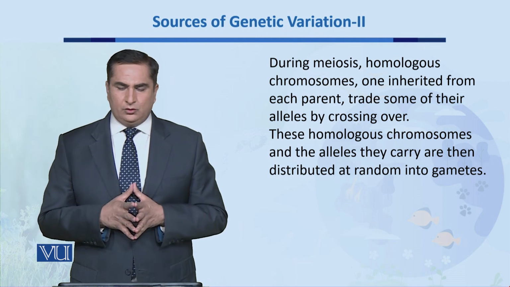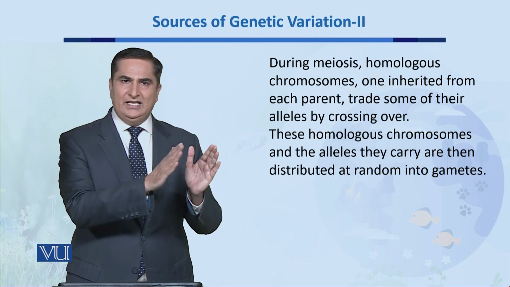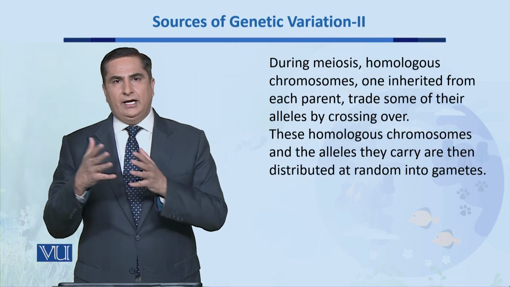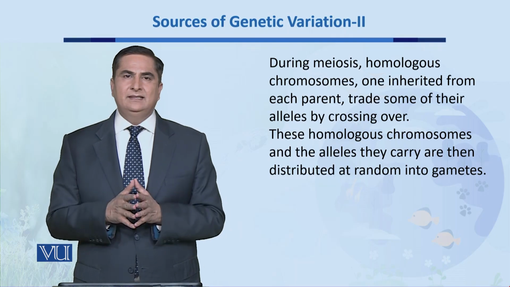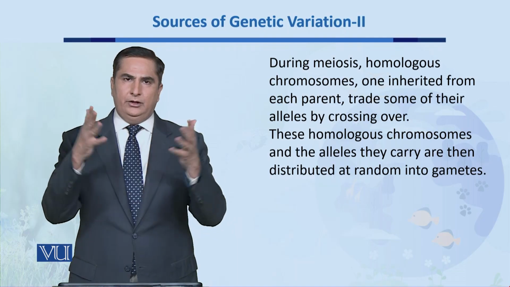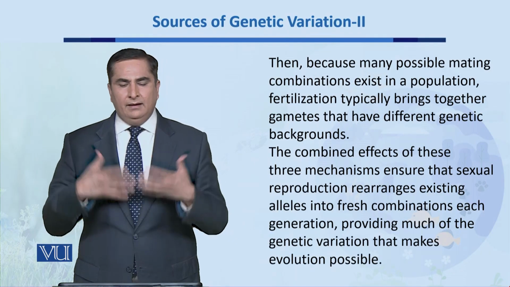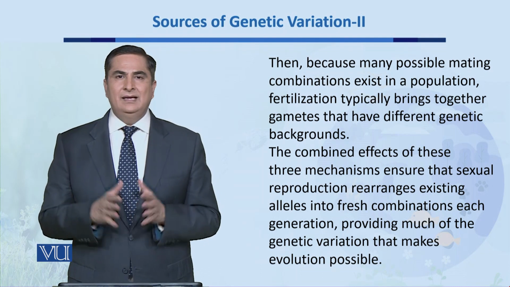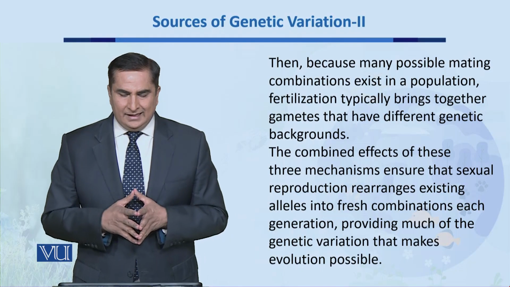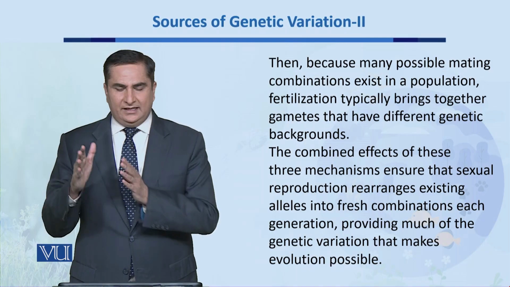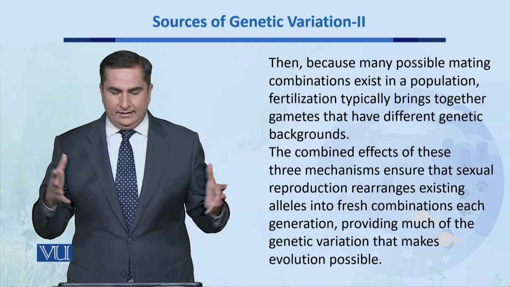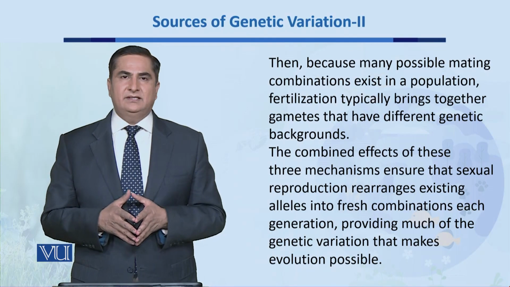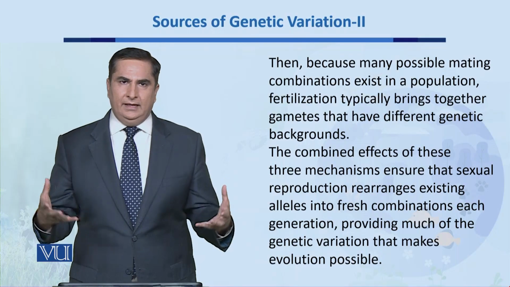During meiosis, homologous chromosomes, one inherited from each parent, one from the father and the other from the mother, trade some of their alleles by crossing over. These homologous chromosomes and the alleles they carry are then distributed at random into different gametes. Then, because many possible mating combinations exist in a population, fertilization typically brings together gametes that have different genetic backgrounds. The combined effect of these 3 mechanisms ensures that sexual reproduction rearranges existing alleles into fresh combinations each generation, providing much of the genetic variation that makes evolution possible within that population.